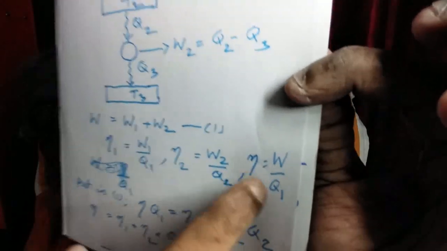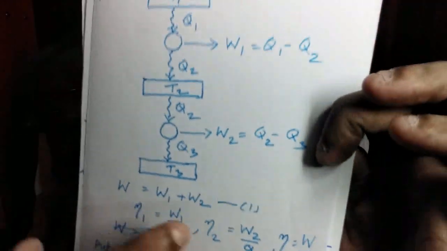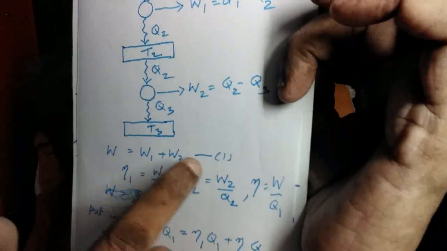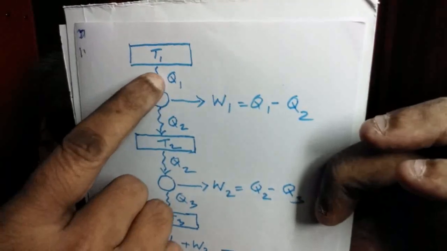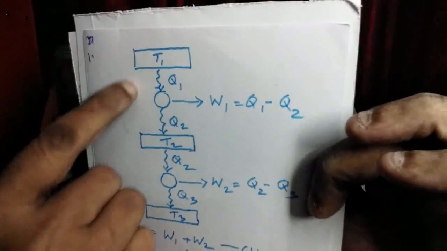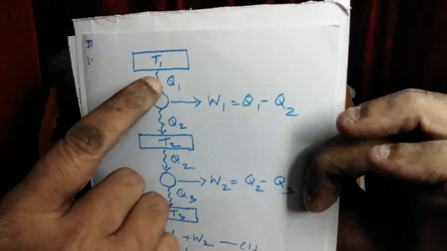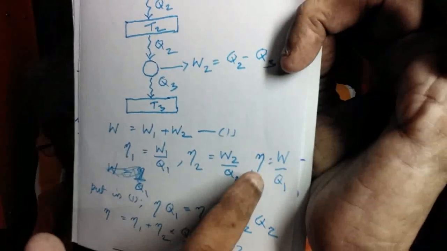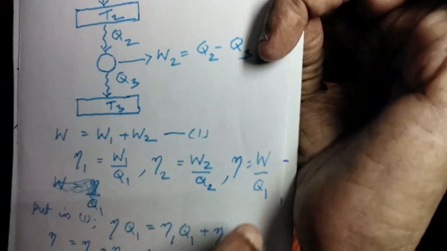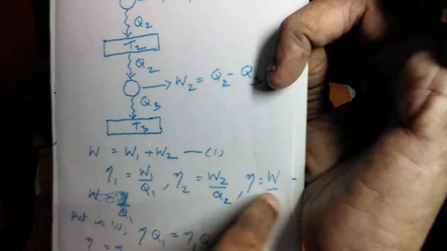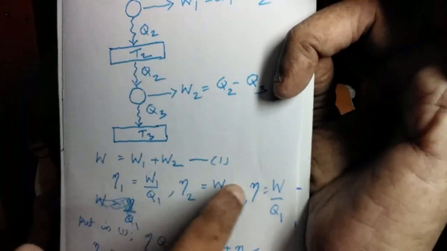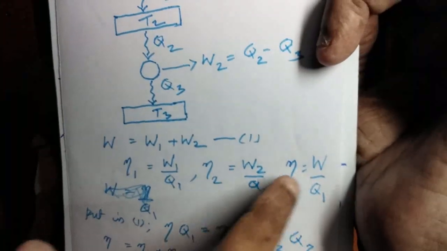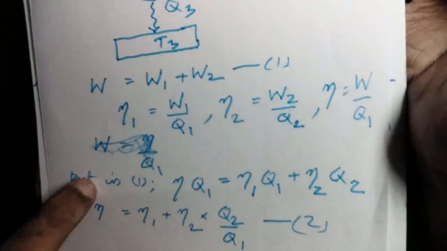And efficiency of the combined engine. For the combined engine, this is the source and this is the sink. When you take the combined engine, heat absorbed is Q1 and work output is W. So, efficiency of the combined engine eta must be equal to W by Q1. From these expressions, you can find out W1, W2 and W and substitute in this equation. So, we get W is eta into Q1.